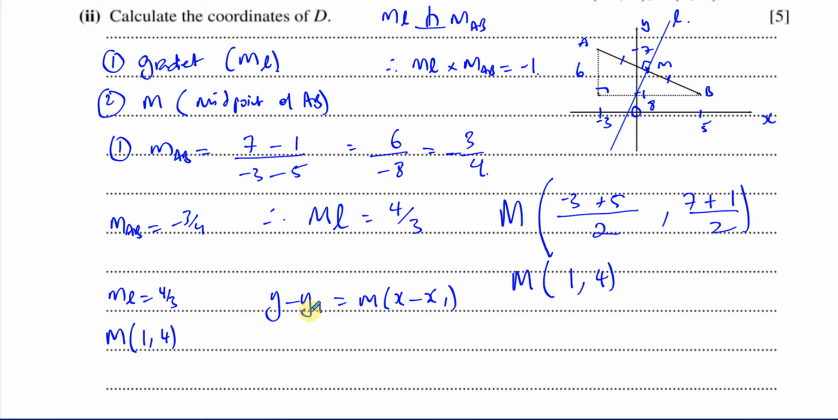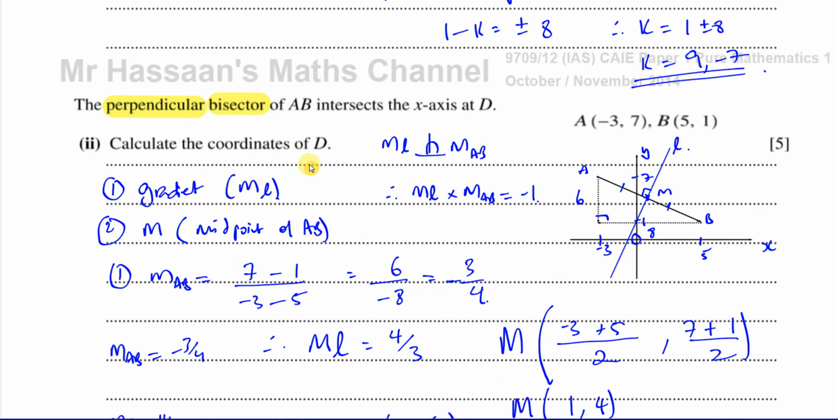Okay, so to find the equation of the straight line using this method, we'll have y minus y1, so y minus the y coordinate of the point, so it's y minus 4 equals m, which is 4 over 3, times x minus 1. All right, so this is the equation of the straight line, not in any simplified form, but they didn't ask us to find the equation of the straight line formally.